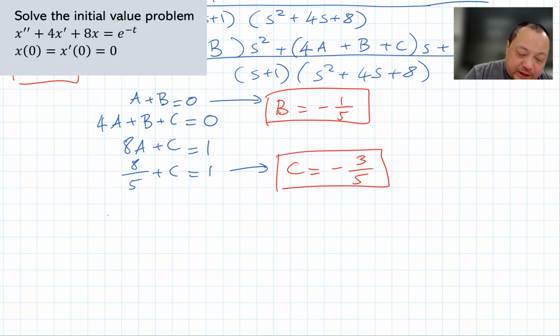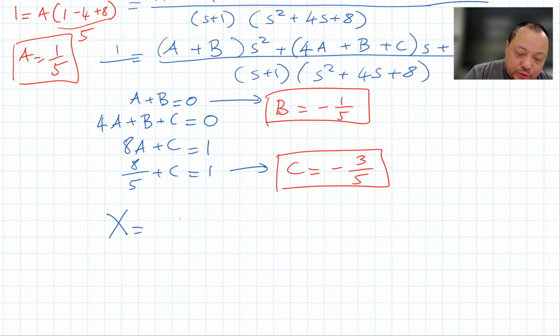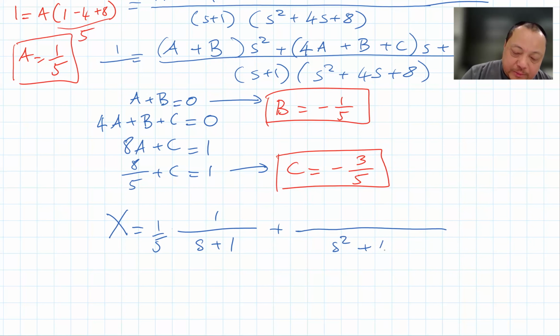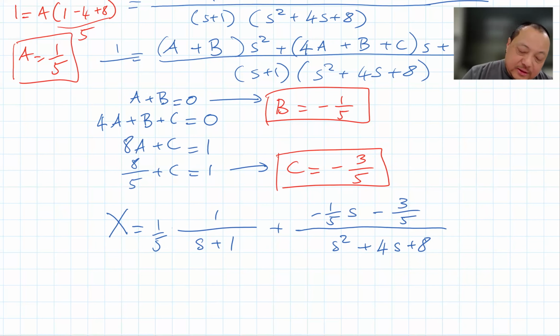So my partial fraction is that X is equal to the s plus 1 term comes with a, so that's 1/5. The s squared plus 4s plus 8 term comes with bs plus c. I keep calling it x.